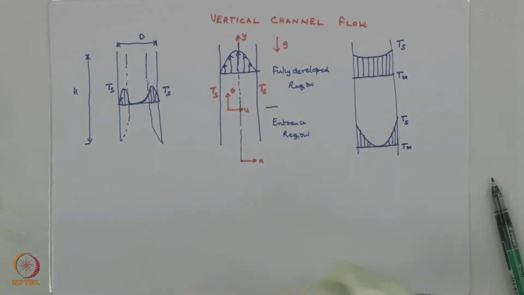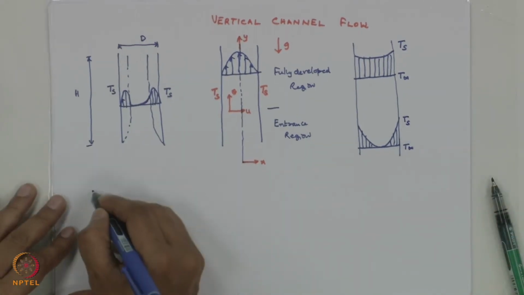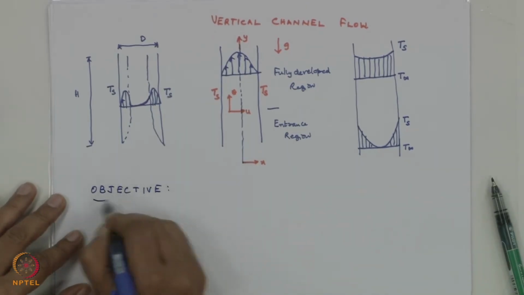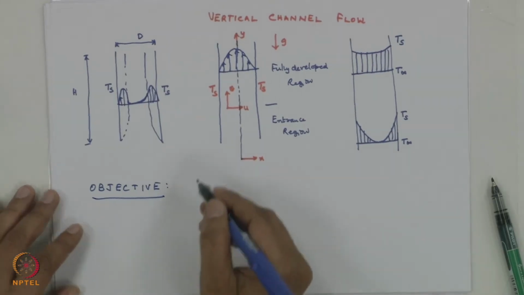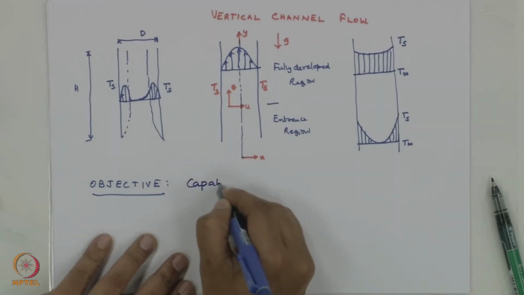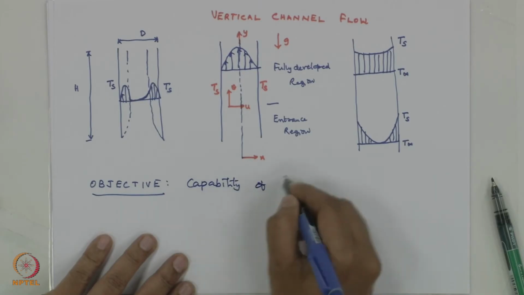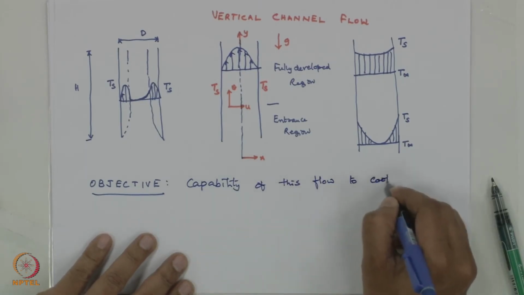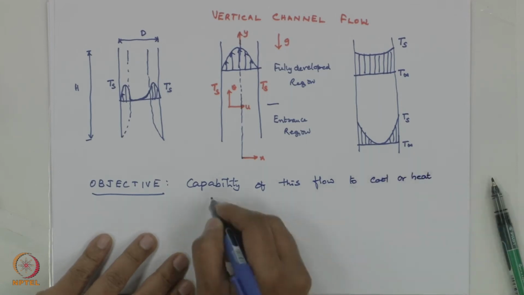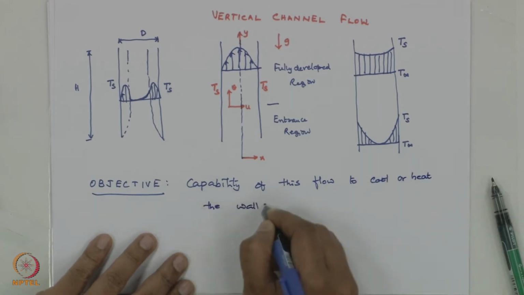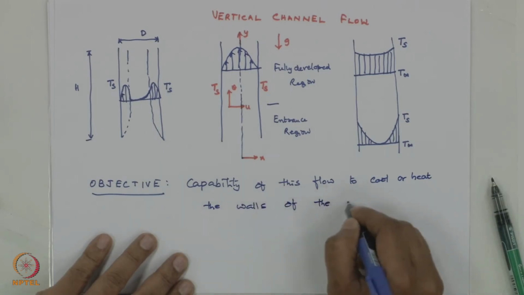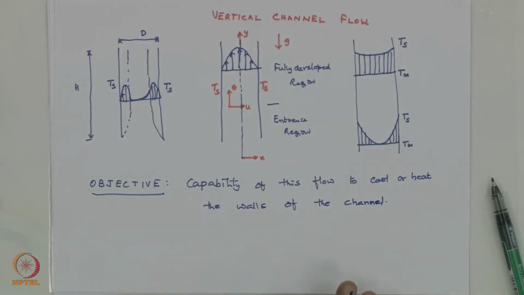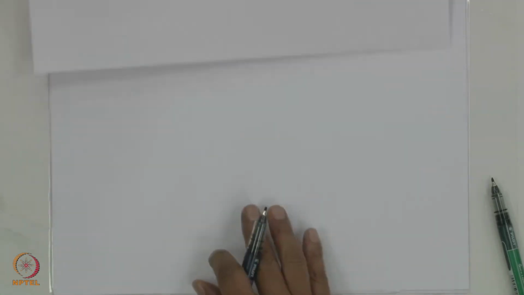Now what is the objective? The objective is to find the capability of this flow to cool or heat the walls of the channel. What is the heat transfer rate? That's what we are getting by applying the fundamentals we have studied so far. This is a kind of an application. So let's see how we do it.